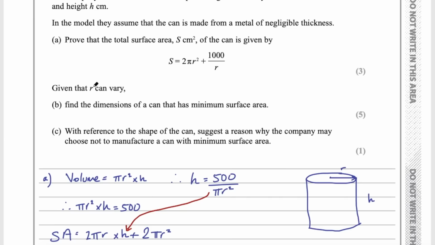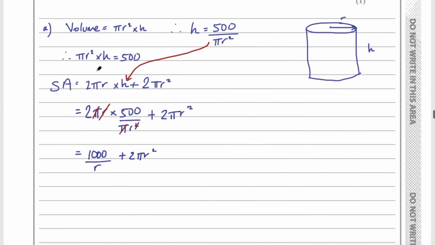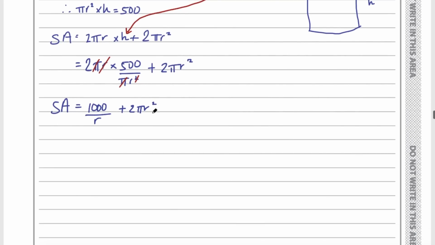Part B says, given that the r can vary, find the dimensions of a can that has minimum surface area. So when you see this word minimum, or if you see maximum, then you should think calculus. Calculus is a really good tool to find the minimum and maximum of different functions. So here we need to find the minimum surface area. So what we need to do is to take the derivative of this surface area formula and then set that equal to 0 to find the radius for the minimum surface area.